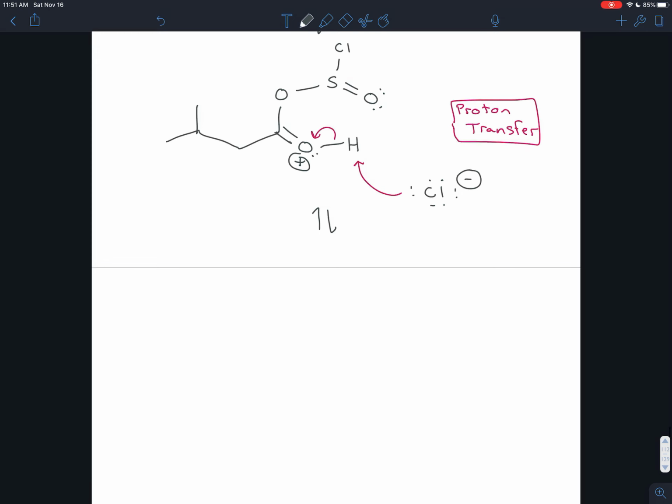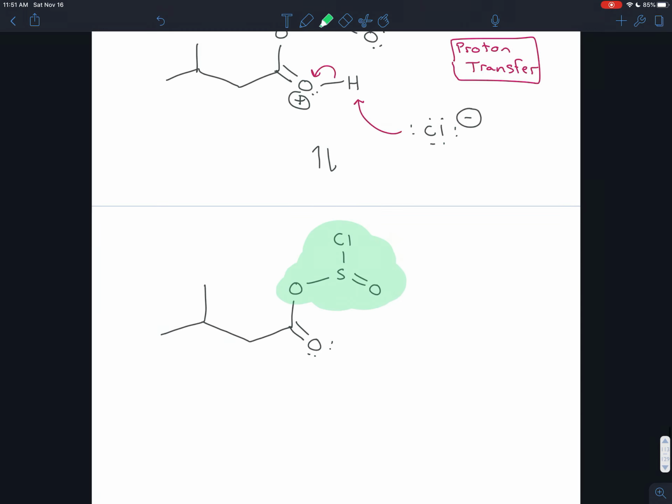Now, let's step back and think about what we accomplished so far. We did a nucleophilic acyl substitution to turn the OH into this big, fat thing. But what you'll notice about this is that it is actually a really, really good leaving group.